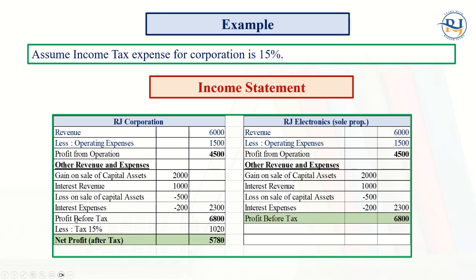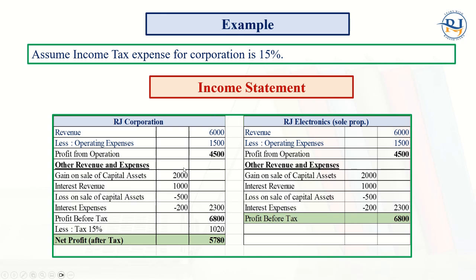Now come to this point. This is the profit before tax. It means that we have the 4,500 profit from operations, plus the excess of income over expenditures from the other revenues. So the total, the profit from the operations and the profit from the other revenues, will be 6,800, right? Here also 6,800. So this is the profit before tax.